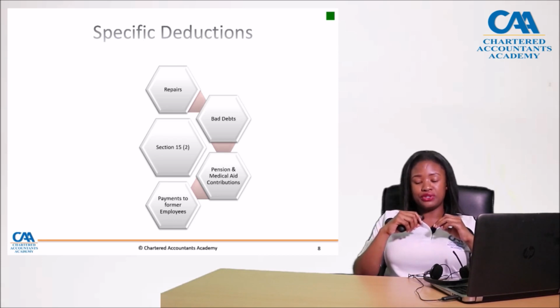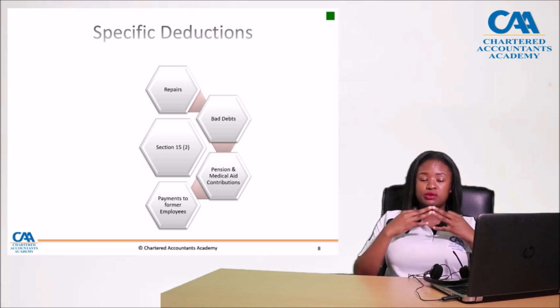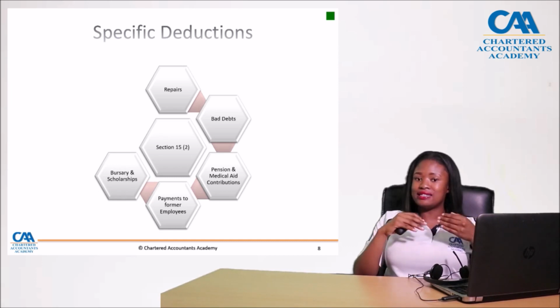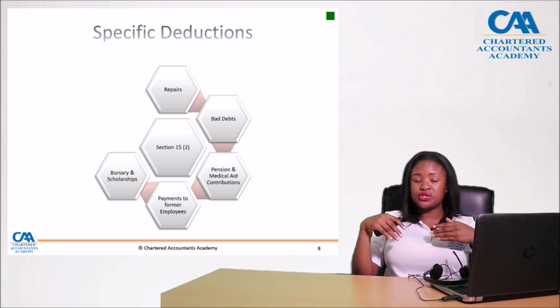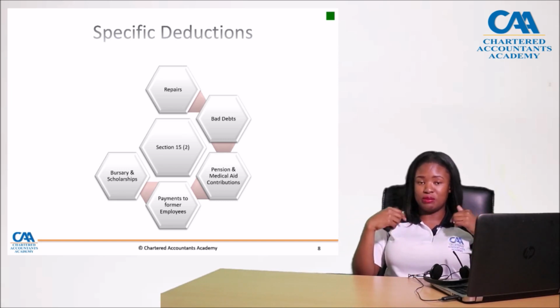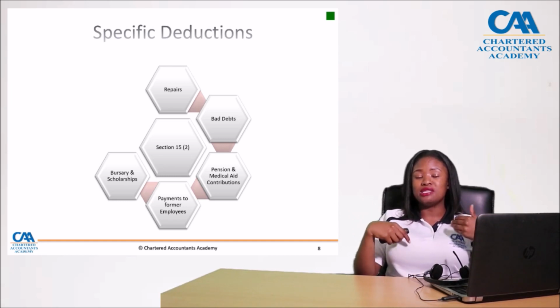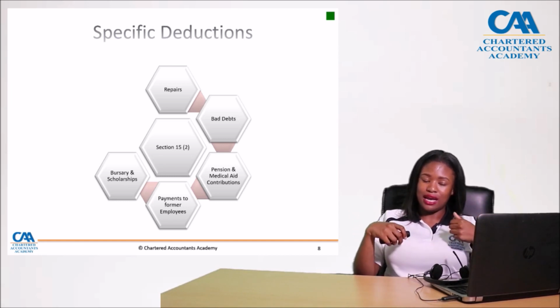Then we also have bursaries and scholarships. So you find that certain companies give out bursaries and scholarships, maybe for their employees or for people who they're not even related to. So for bursaries and scholarships, you are allowed a deduction to the extent that it relates to the taxpayer's trade. So for example, if CAA gives out a bursary for someone who's going to do CTA, then that is in connection with their trade, it can be allowed as a deduction. But if they pay for someone maybe to do engineering, that has nothing to do with CAA's trade. So it won't be allowed as a deduction actually.